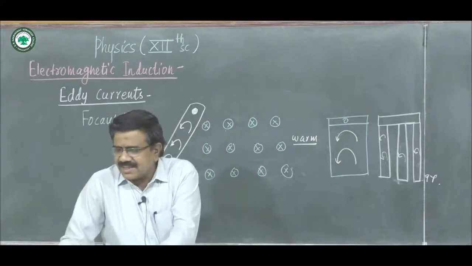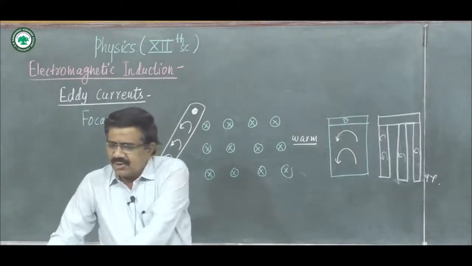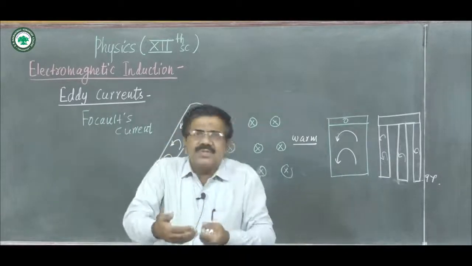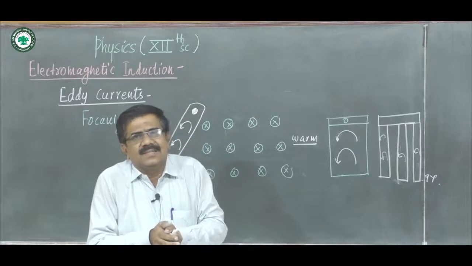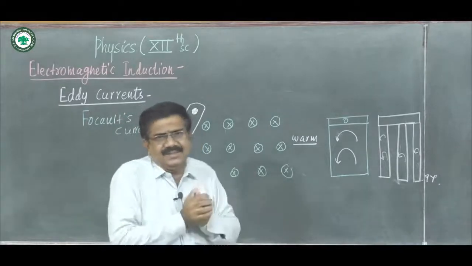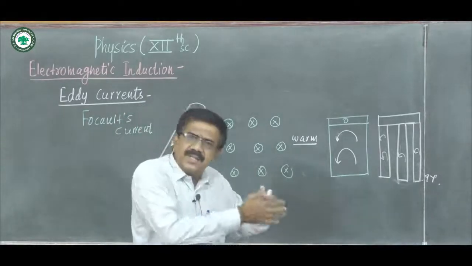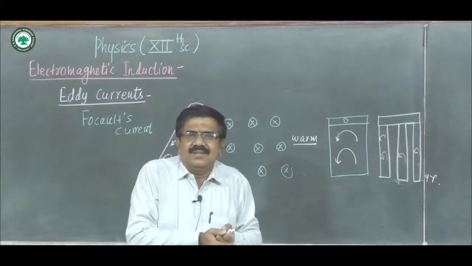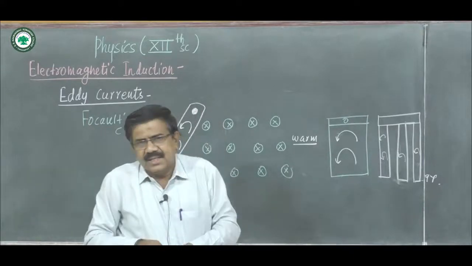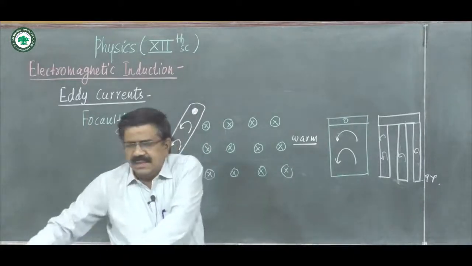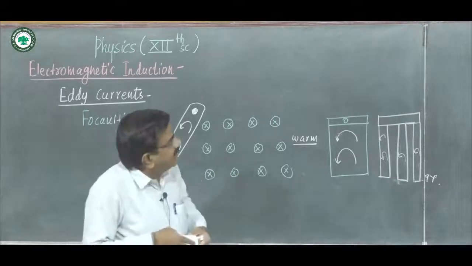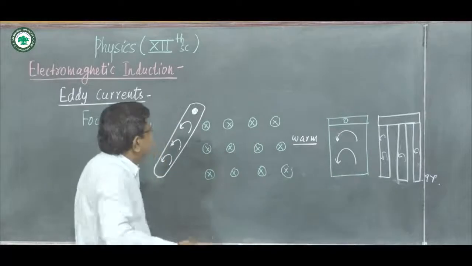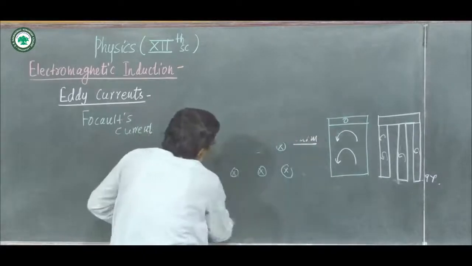There are some applications of these eddy currents. They are used in the deadbeat galvanometer. They are also used in induction furnaces to melt metal, because mechanical energy is converted into heat. If the current produced is very large, it can even melt the metal. They are used in the speedometer, and eddy currents are also used in electric brakes. So this is about eddy current.